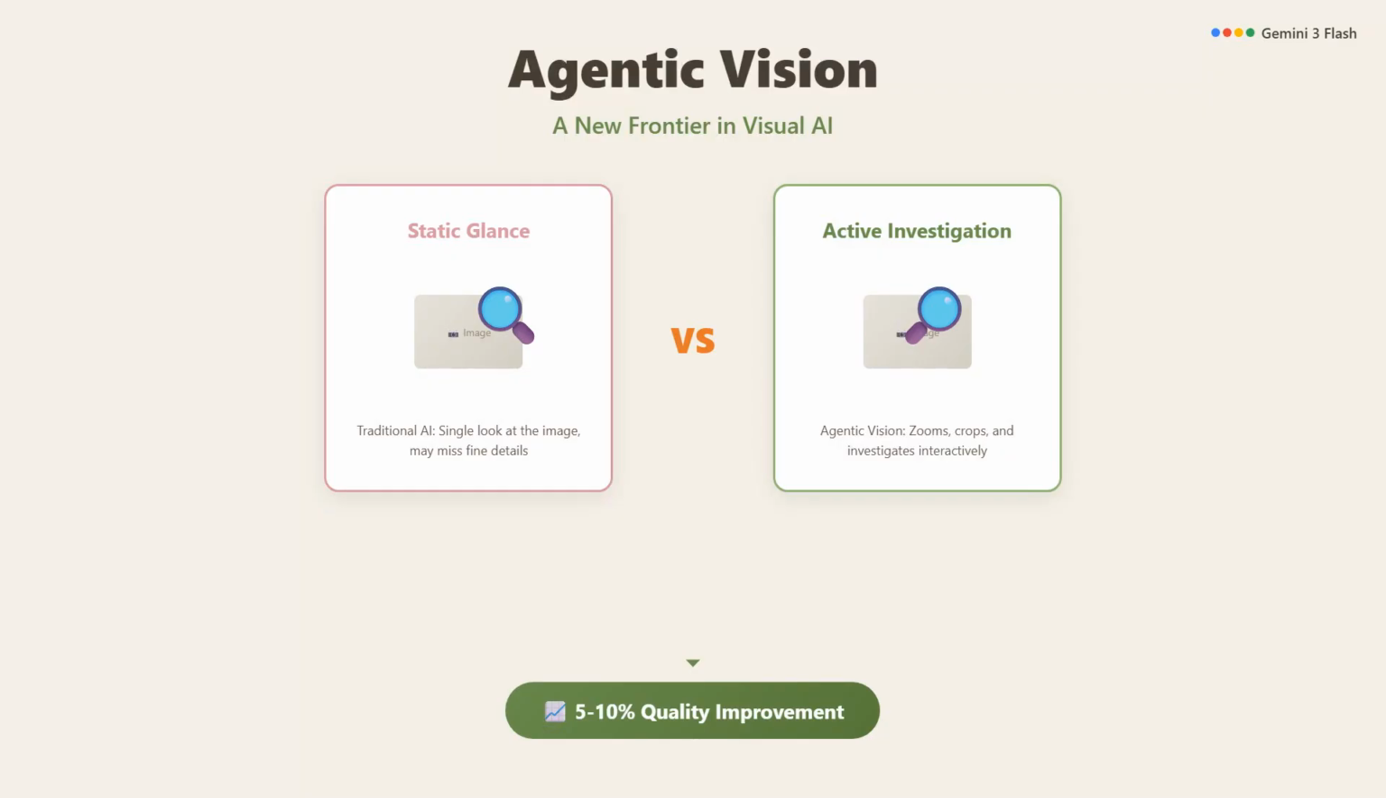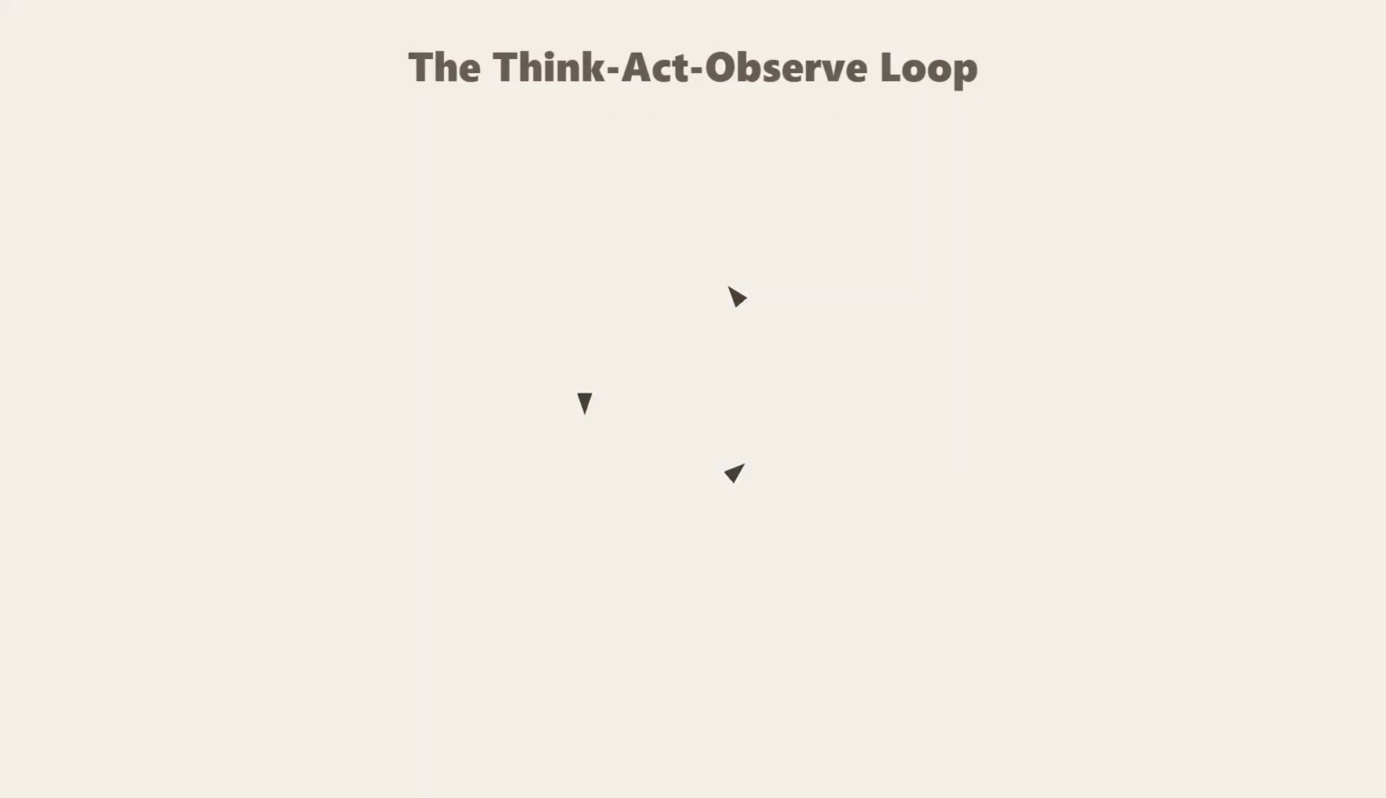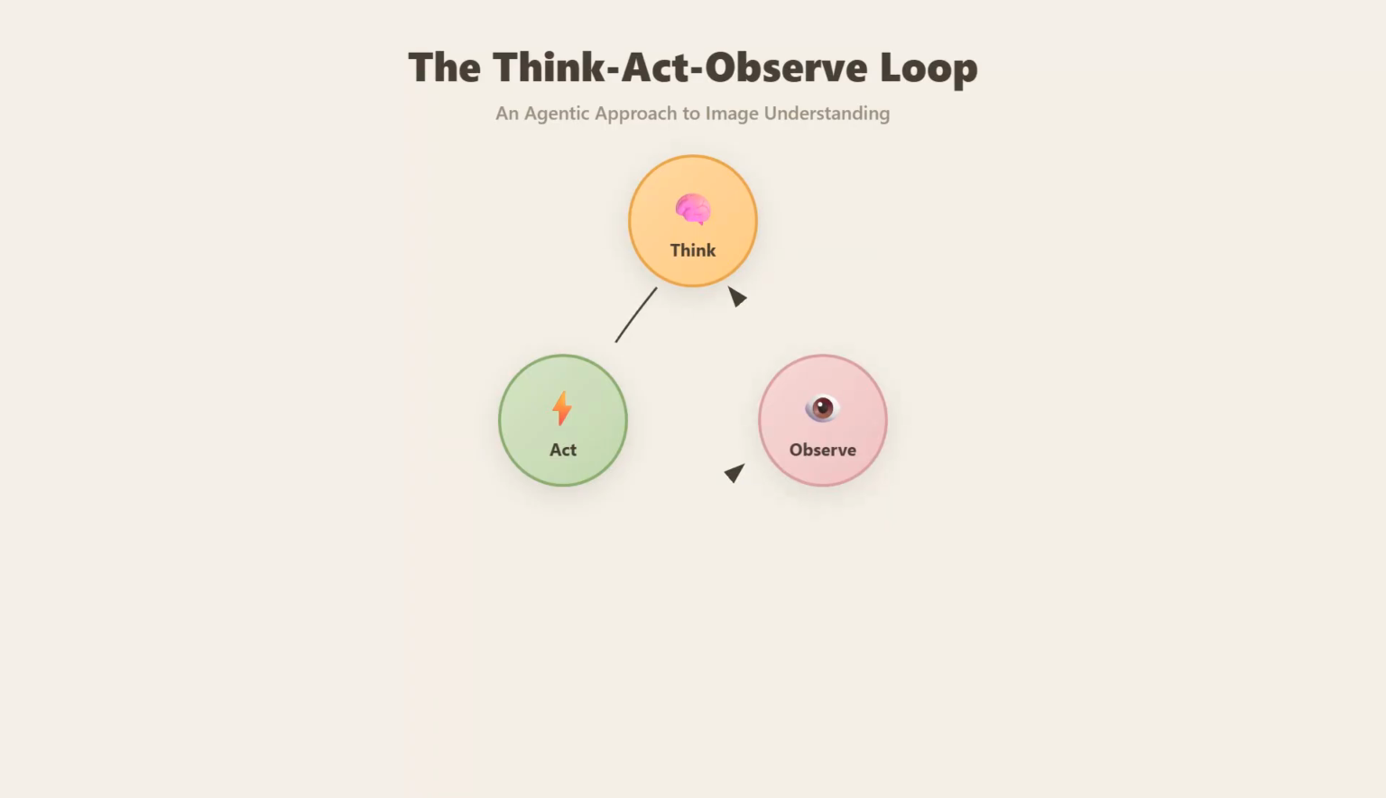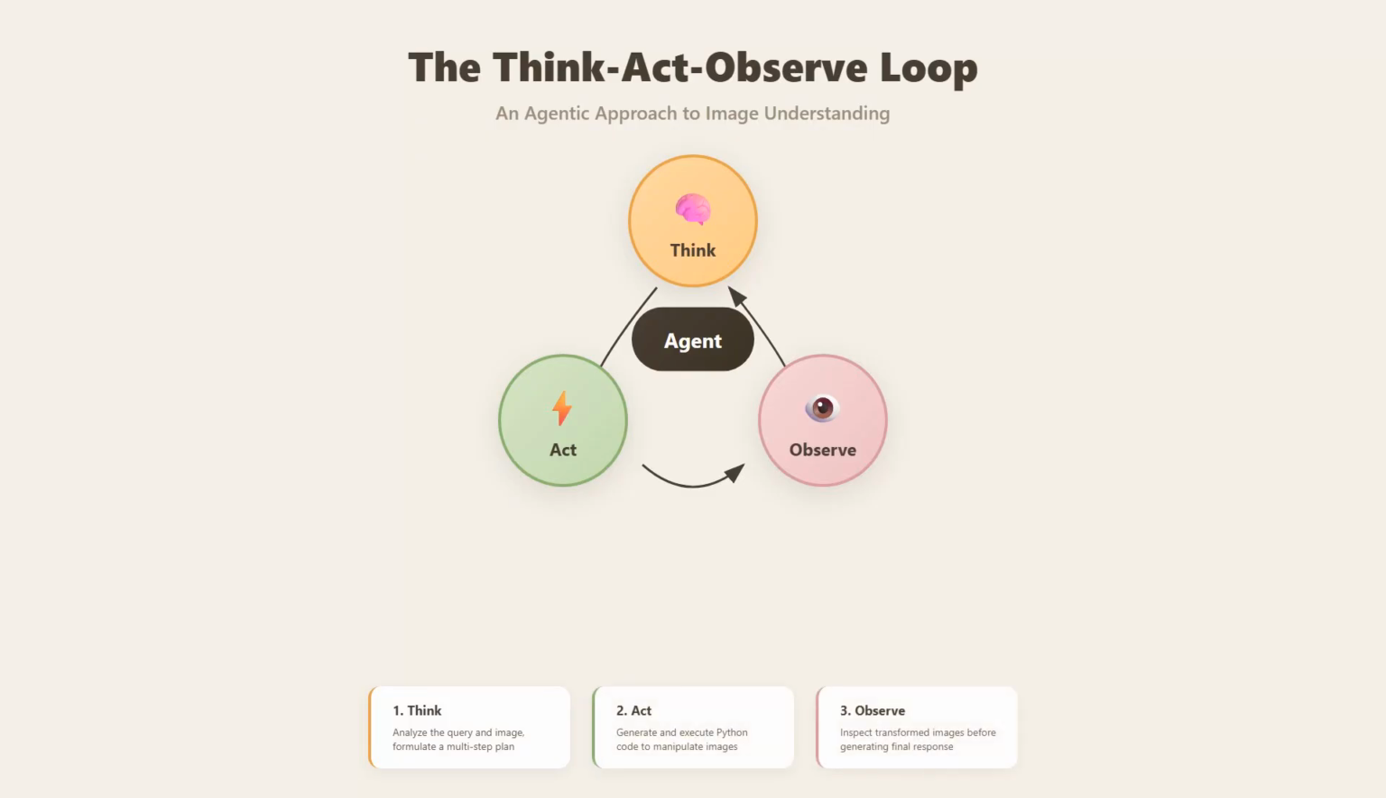to an active investigator. At the heart of Agentic Vision is a powerful three-step loop called Think, Act, and Observe. Let me break down how this works. In the think phase, the model analyzes your query alongside the initial image and formulates a multi-step plan for how to investigate. It's not just looking at the image once, it's strategizing about what actions might reveal more information.